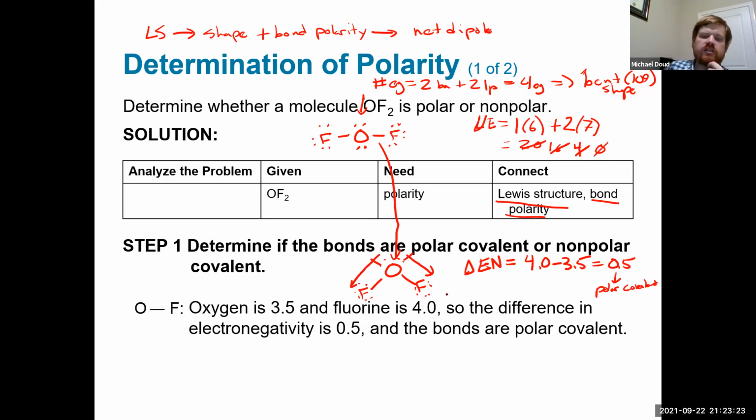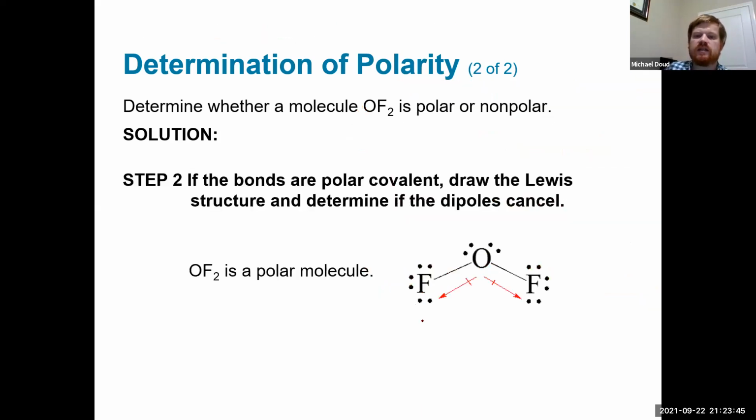Now looking at that, ask yourself, do those dipoles cancel out? No way, right? It's just like water, only kind of in the reverse direction here, where now these 2 arrows add together and give us a net dipole that's going to point down. So we have a net dipole. Is it a polar or nonpolar molecule? A net dipole means that it is indeed polar.